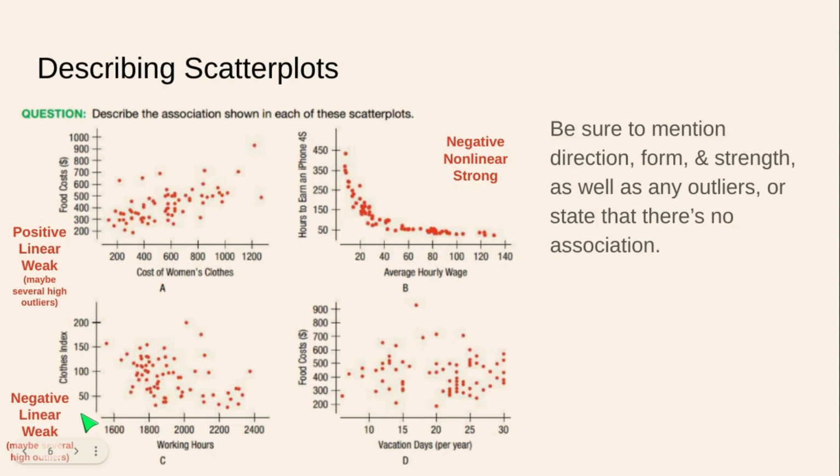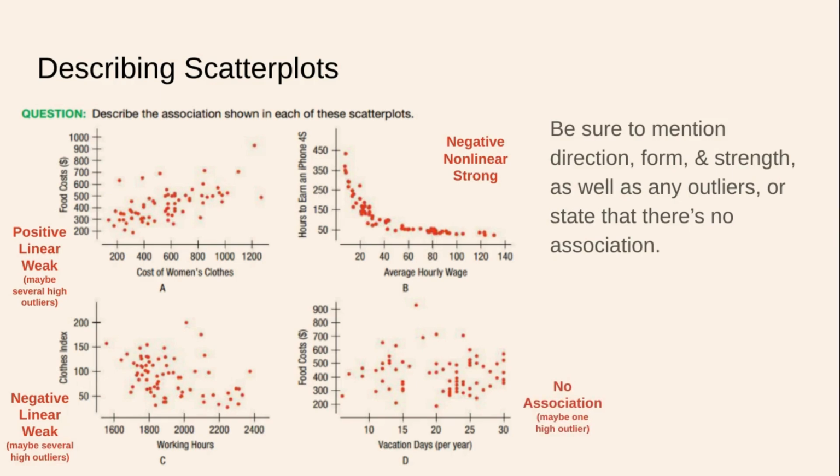Bottom left, we have a negative, linear, and weak association, and there may be several high outliers. All right, so the general trend is going down and to the right here, but these fellas seem to buck the trend, so maybe they're outliers, maybe they're not.